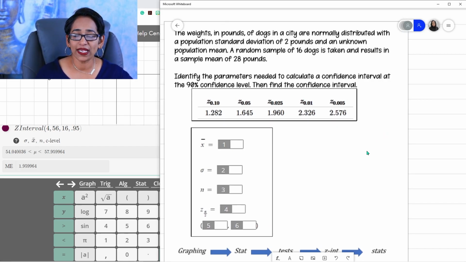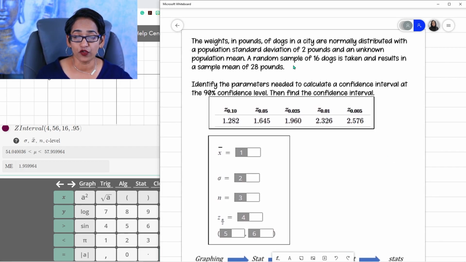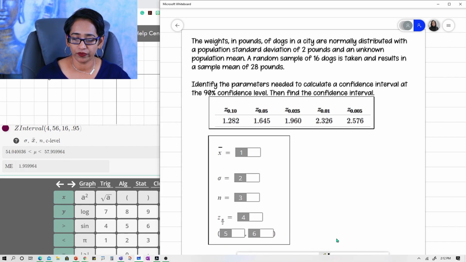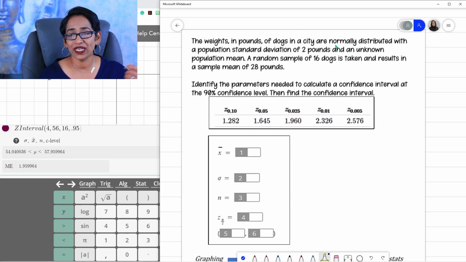All right, the weights in pounds of dogs in a city are normally distributed. Again, where is my handy dandy tool? My highlighter. Okay, I have that. So the weights of the dogs are normally distributed. Again, keep in mind, the majority of the data that we take will be normally distributed. Population standard deviation of 2 pounds, and the mean is unknown, same like before. A random sample of 16 dogs. What's with 16? They took 16 orangutans, now they're taking 16 dogs. And they took a random sample of 16 dogs, and the sample mean is 28 pounds.